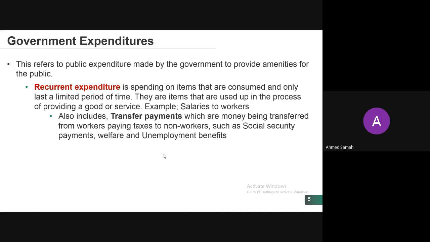Transfer payments, which is money being transferred from workers paying taxes to non-workers, such as social security payments, welfare and unemployment benefits, are also counted as recurrent expenditure.